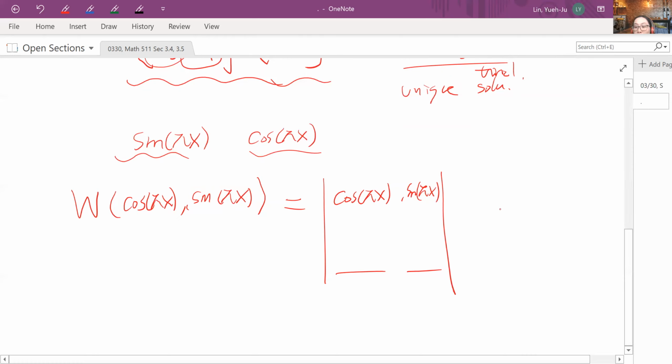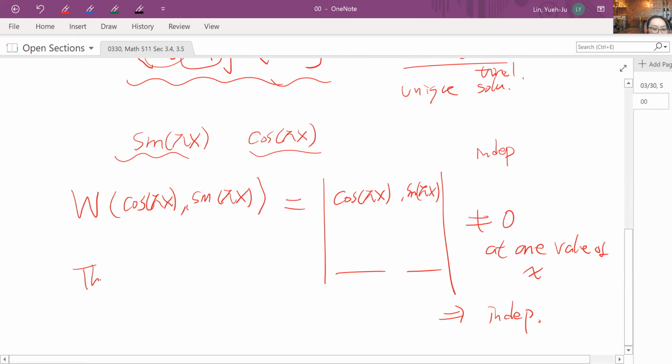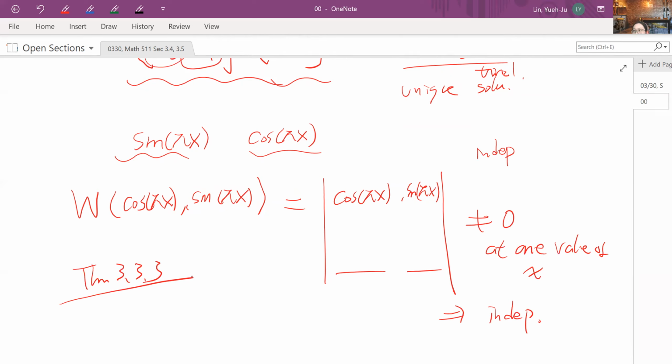So if you want linear independence, if this is non-zero at one value of x, then it's independent. This is essentially theorem 3.3.3, and exactly the whole point why we introduced the Wronskian. Try this first, unless it's completely zero, then you go back to use the equation you just said.